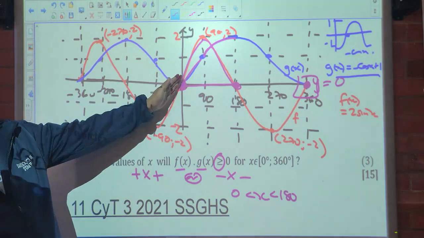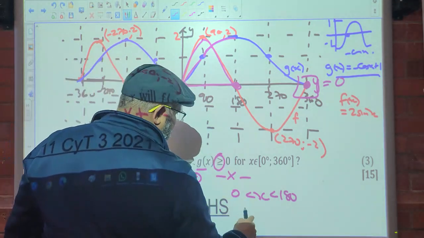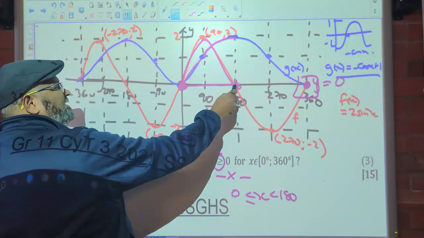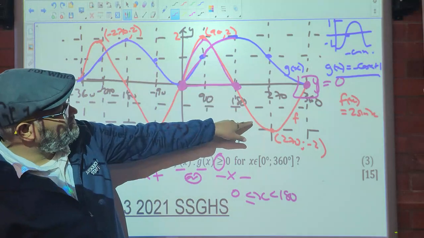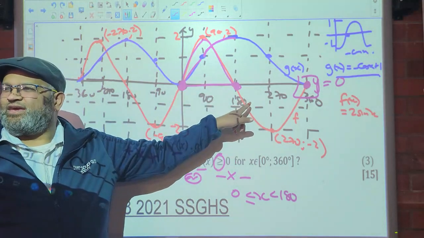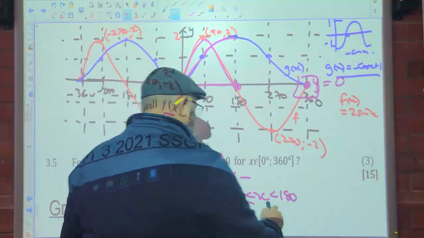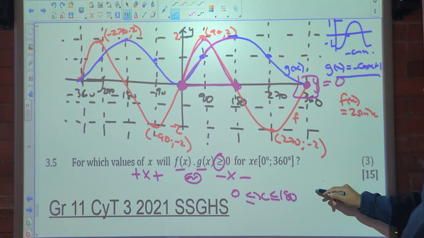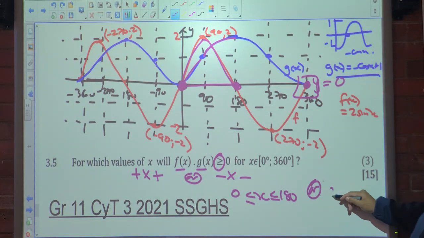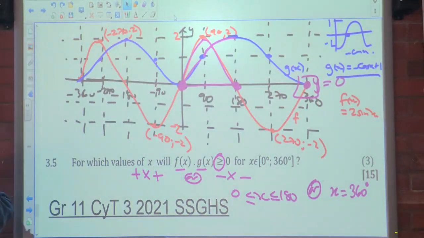Can we include the 0? Yes. Why? That's 0 at 0. Can I include the 180? Yes. Why? Because the red graph, the f of x graph is 0 there. And 0 times anything is 0. So I include the 180 there as well. Do we include the 360? Yes. So I say, or x is equal to 360 degrees. Okay.